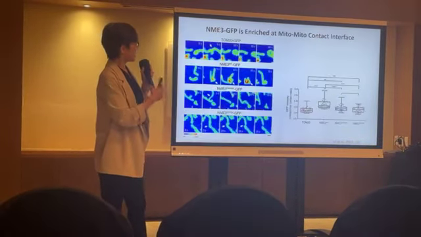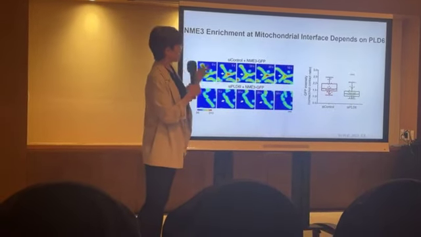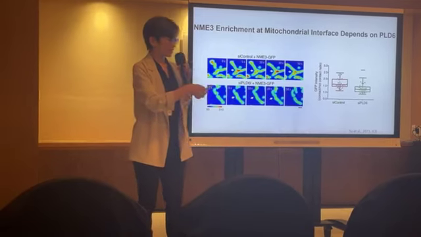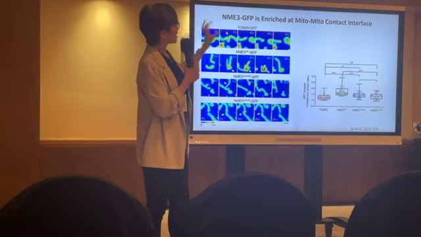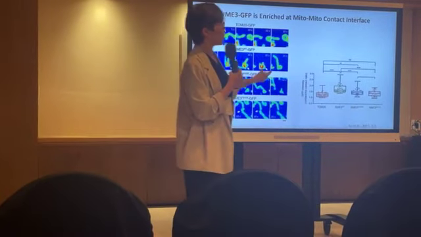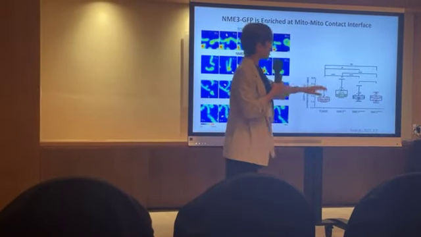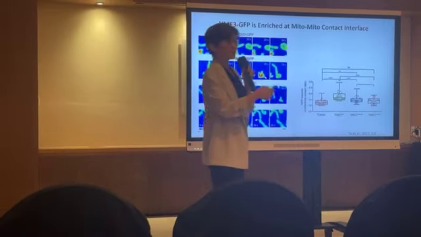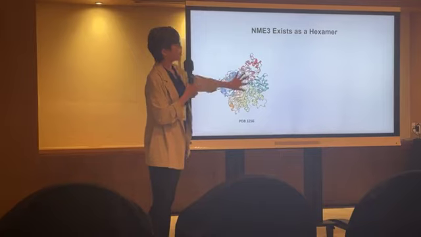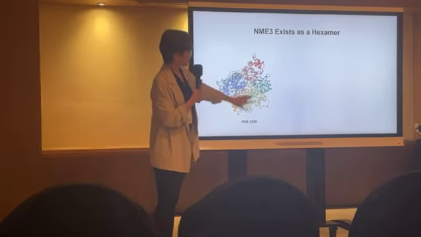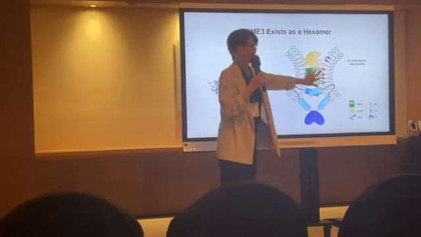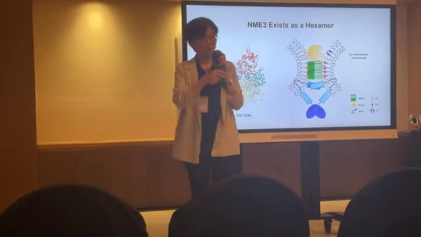And more importantly, once we knock down PLD6, this kind of contact-induced NME3 enrichment was significantly reduced. This contact-induced NME3 enrichment depends on its ability to form an amphipathic helix, but not its oligomeric ability. So with that, we hypothesize, since NME3 is a hexamer with binding ability to phosphatidic acid during mitochondrial contact, we wonder if it can function as a tethering protein.